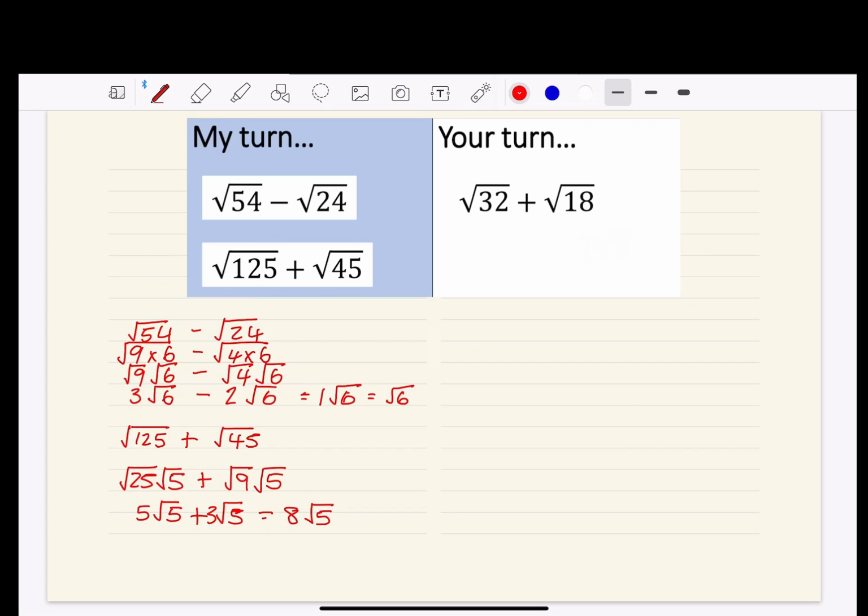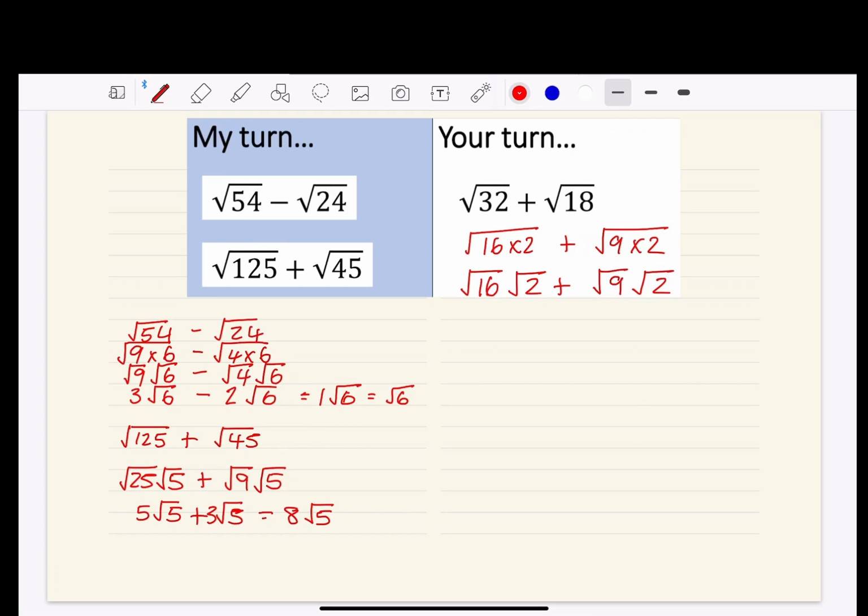Your turn. I've got the root of 32, add the root of 18. Here I consider the common factors again. 2 is a common factor here. I'm going to start by considering what other factors I would have. 32 is 16 times 2. 18 is 9 times 2. So I can rewrite these as root 16, root 2, add root 9, root 2.